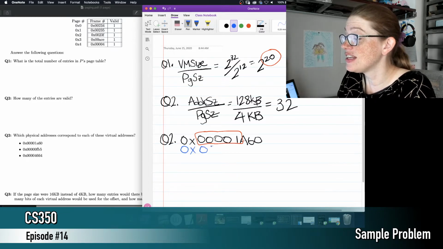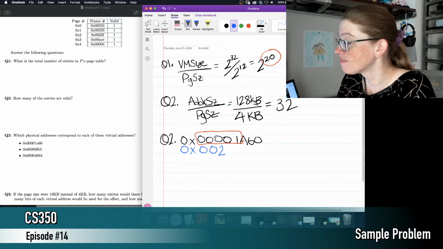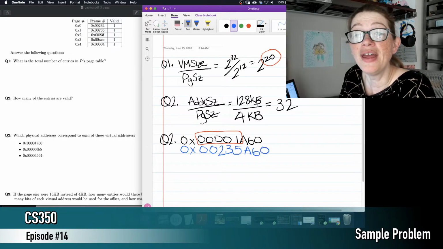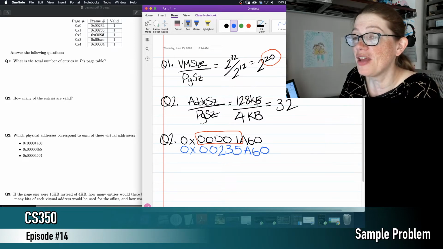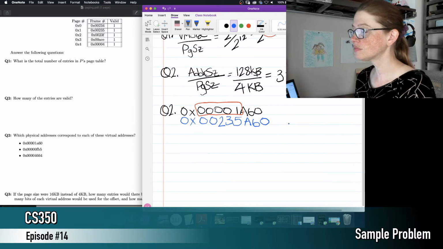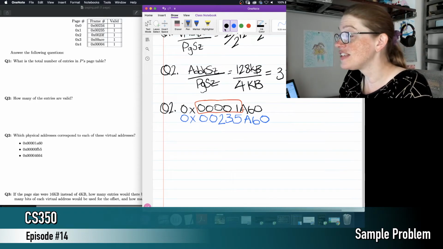So I'm going to translate this by dropping the frame number in and then putting the page offset at the end. And there we go. I didn't have to do any multiplications, and I didn't have to do any crazy modulos, so that's really nice. All right, let's move on to the next address.